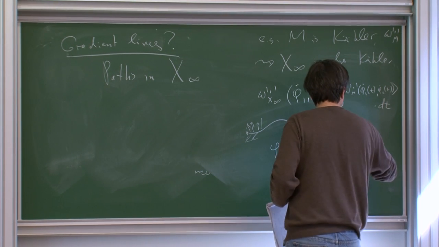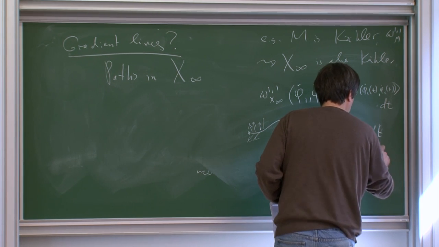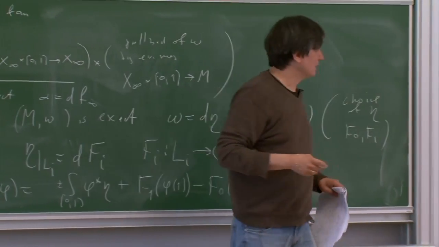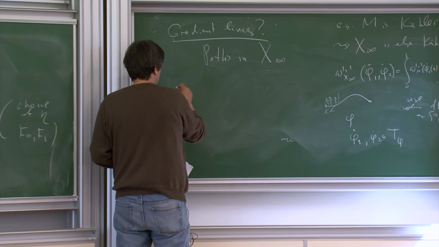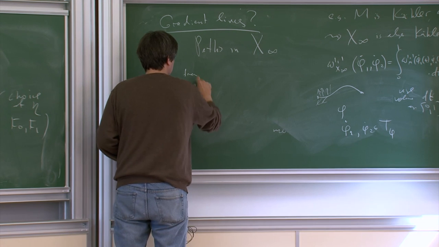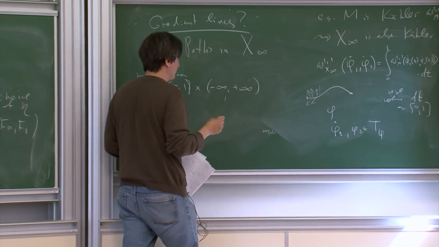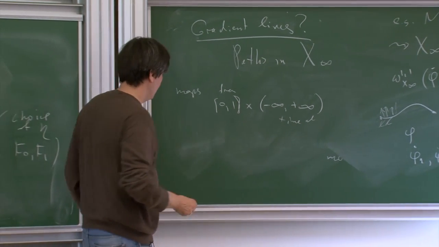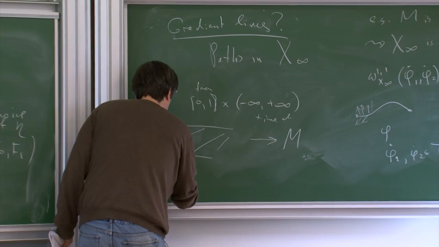So we use volume form dt on the interval. One can choose a different volume form, get a different Kähler metric. So it's an example of a gradient line. And if you write what is a path, it turns out it will be maps from what? From [0, 1] times R, kind of time parameter along the path. And this is, so you get a map from a strip to M, which is pseudo-holomorphic.